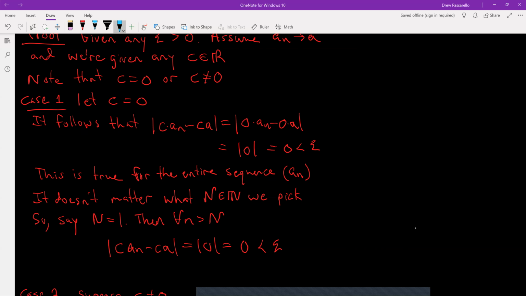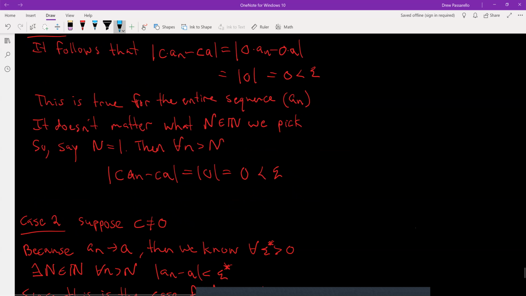All right, so in the first case, when C is 0, the absolute value of the difference of C times a_n and C times A is 0, which is less than epsilon. So in that case, it doesn't matter what capital N we pick, because it's true for every value n.